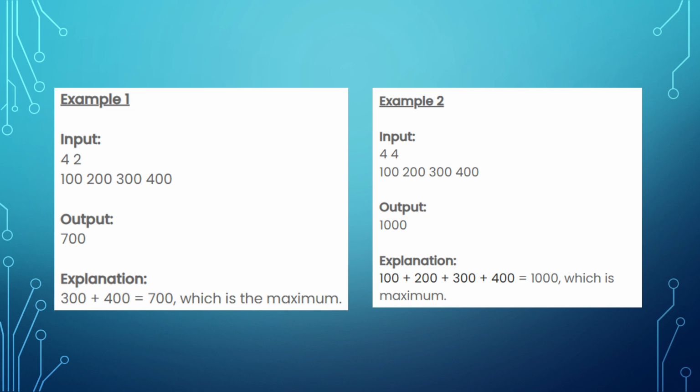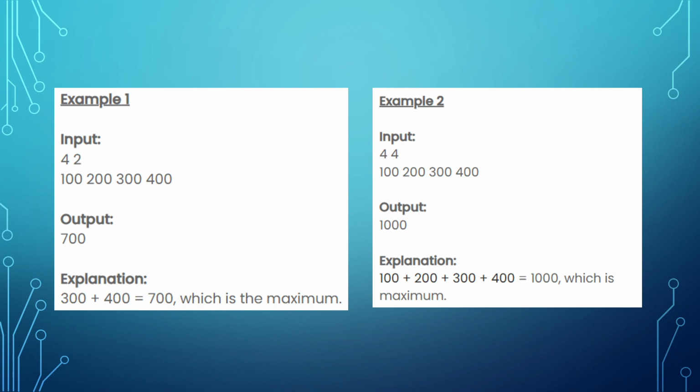So now let's see example 2. Here we are given n and k values of 4, which means that the number of days for which the data is given is 4, as well as the consecutive days which we are going to consider is also 4. So we are just summing all 4 values and returning the result, which is 1000 here.